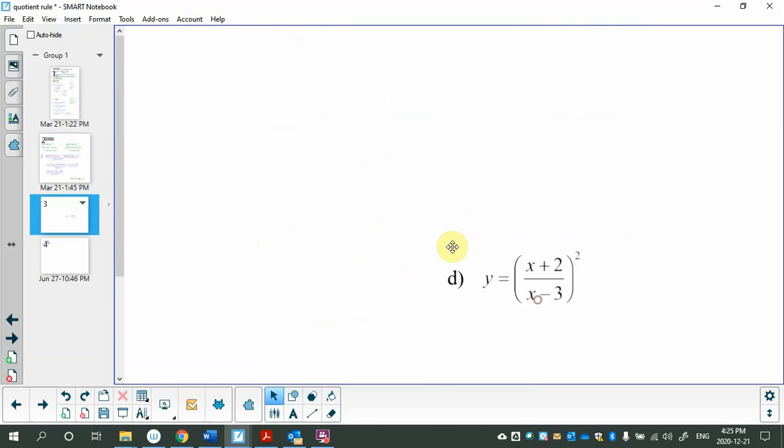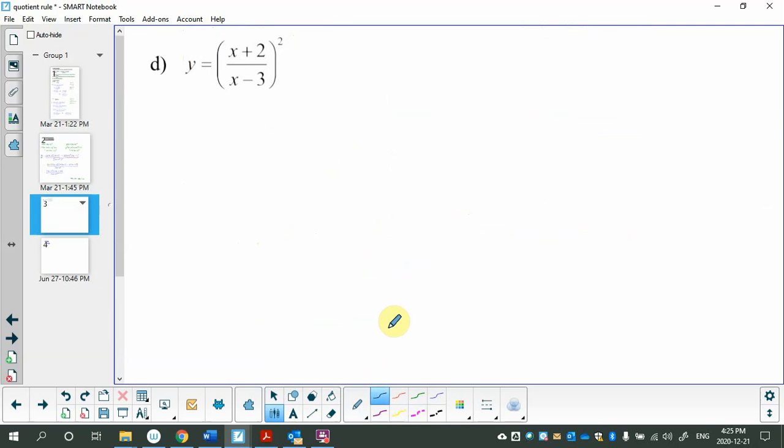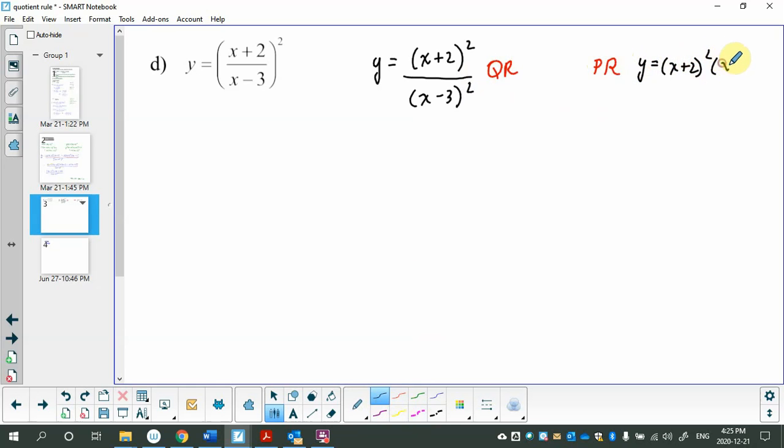All right, so I'm digging at the black pen because this is not fantastic as it is. My change would be to turn it into y equals x plus 2 to the exponent 2 over x minus 3 to the exponent 2. To be perfectly honest, this is going to take the quotient rule, but if you wanted to, you could do the product rule by doing this. So that is an option with this question.